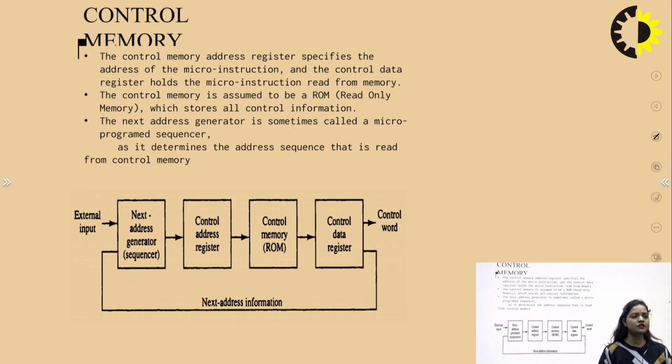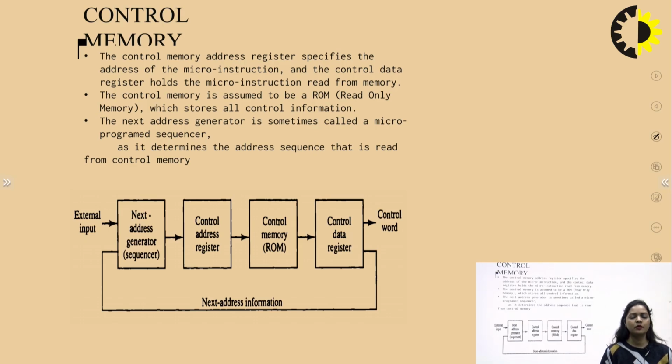So what is control memory? Control memory has an address register that specifies the address of the microinstruction and a control data register that holds the microinstruction, and it acts as a read-only memory. The control memory is assumed to be a ROM memory which stores all the control information.